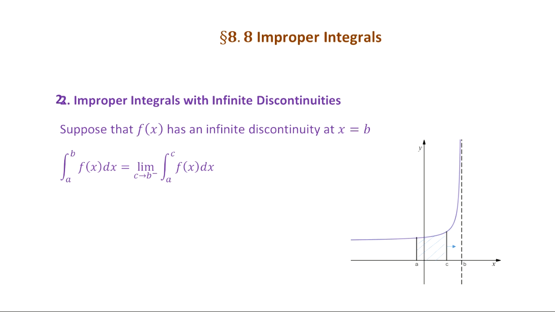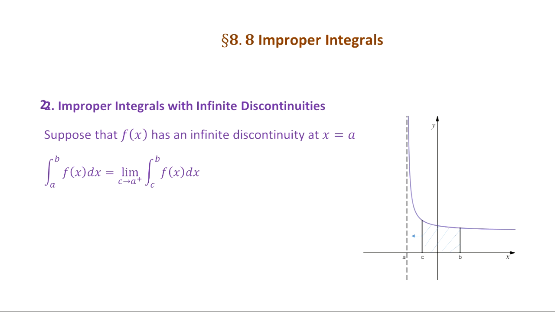c approaching b from the left. So you integrate the function from a to c, and then you move the right boundary c to b. Just push the right boundary to b. So you take the limit with c approaching b from the left. c is on the left of b. That's what is meant by the one-sided limit. Remember?